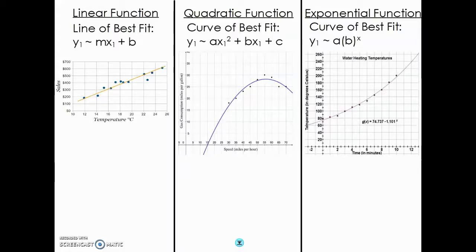In today's lesson, we're going to look at the differences between linear, quadratic, and exponential functions. Let's look at linear first. Remember, linear is just a fancy word for line.